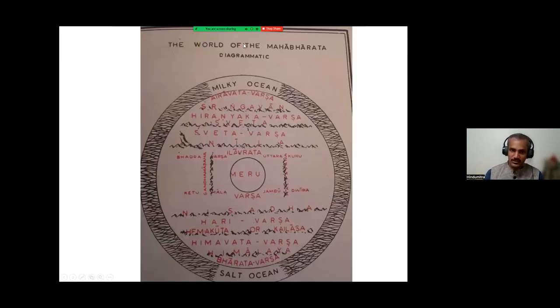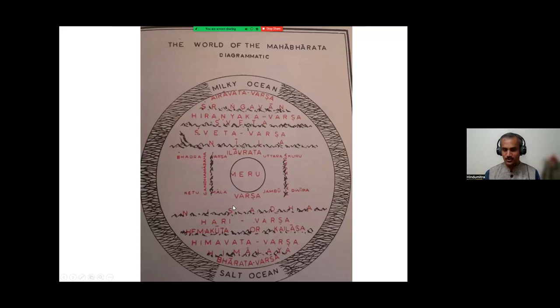Similarly, the world geography in Mahabharata is arranged around Meru. There is a Meru, there is a Varsha, and Bharata Varsha is at the bottom near the salt ocean. Then the Himalayas come, and all this mentioning is there in our Puranic text. And there is Uttar Kuru, Jambudvipa, Ketumala, Bhadra Varsha, and so on.